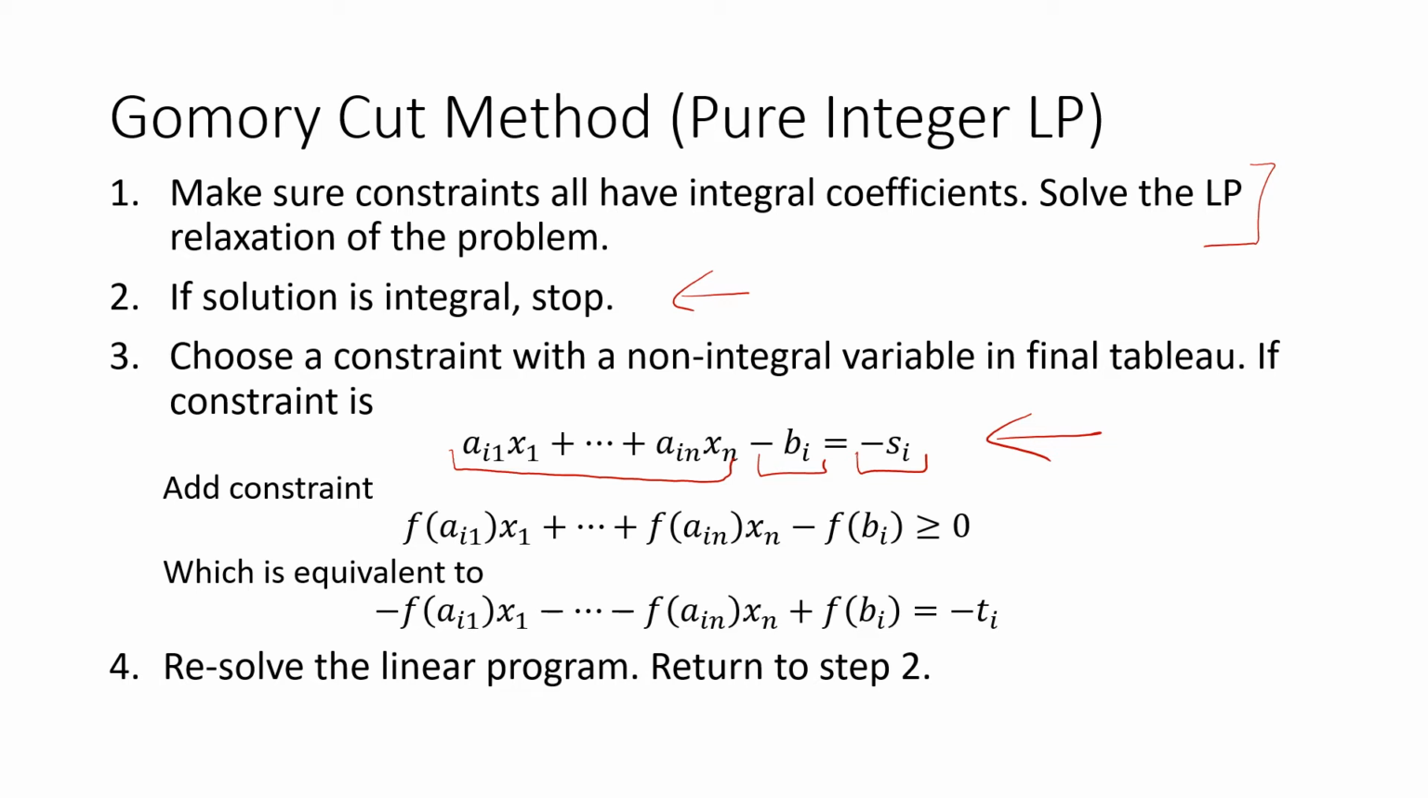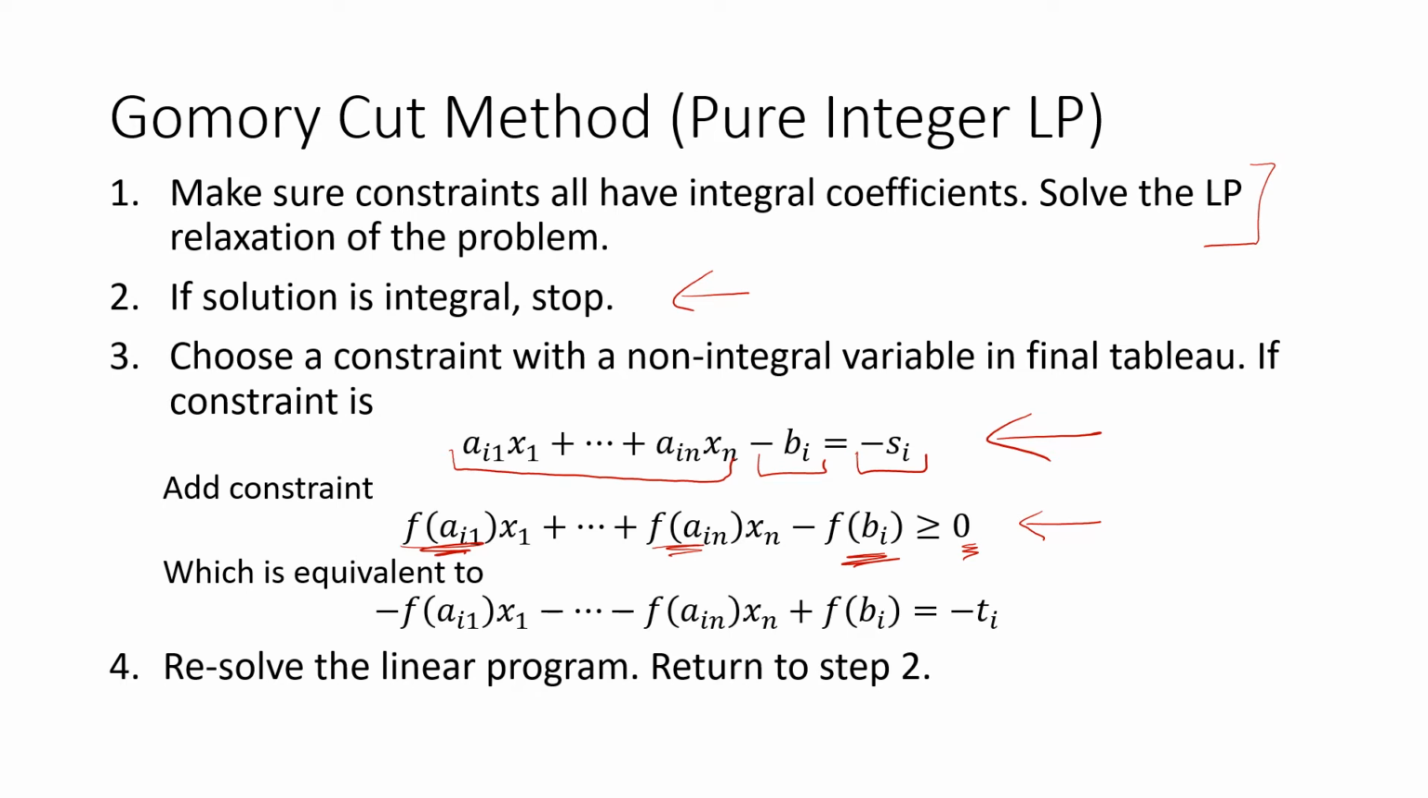Now you are going to add this constraint. Remember that function we saw before where you pull out the fractional part? It's the fractional part of all your coefficients minus the fractional part of your b, your right-hand side coefficient, is greater than or equal to 0.